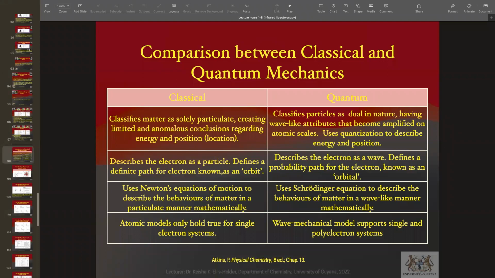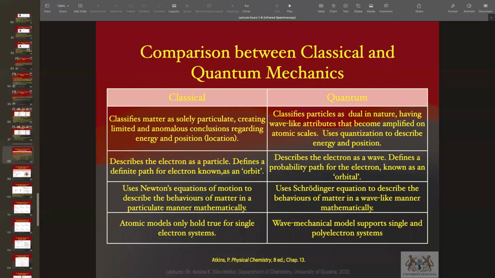The third takeaway here is that classical mechanics uses Newton's equations and Newton's laws of motion to describe the behaviors of matter in a particulate manner. So all of the equations of classical physics: force is equal to mass times acceleration, momentum P is equal to M times V, acceleration is equal to change in velocity over change in time. All of those are the mathematical equations that would have corresponded to the laws that were outlined in classical mechanics.